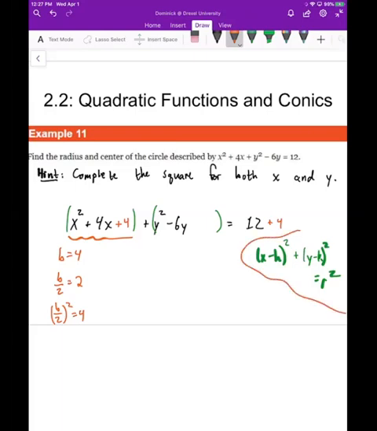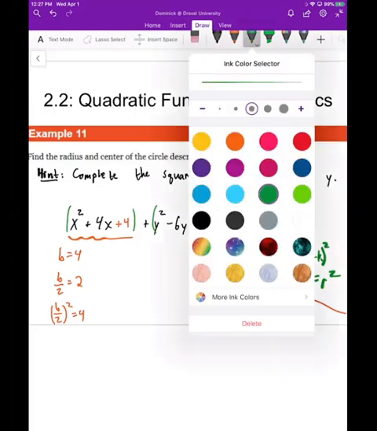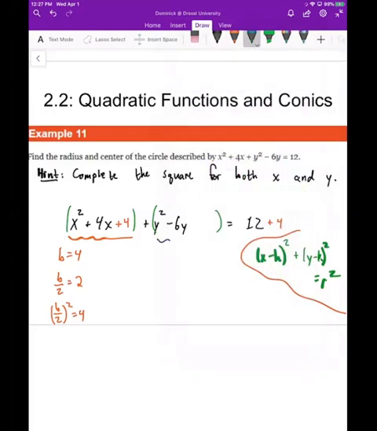Okay, now for the y version, I need to also complete the square. So in this case, my b is -6. My b over 2 is -3. And my b over 2 squared would be -3 squared, which is a +9. So I need to add +9 to both sides. Well, now we want to simplify all this junk.